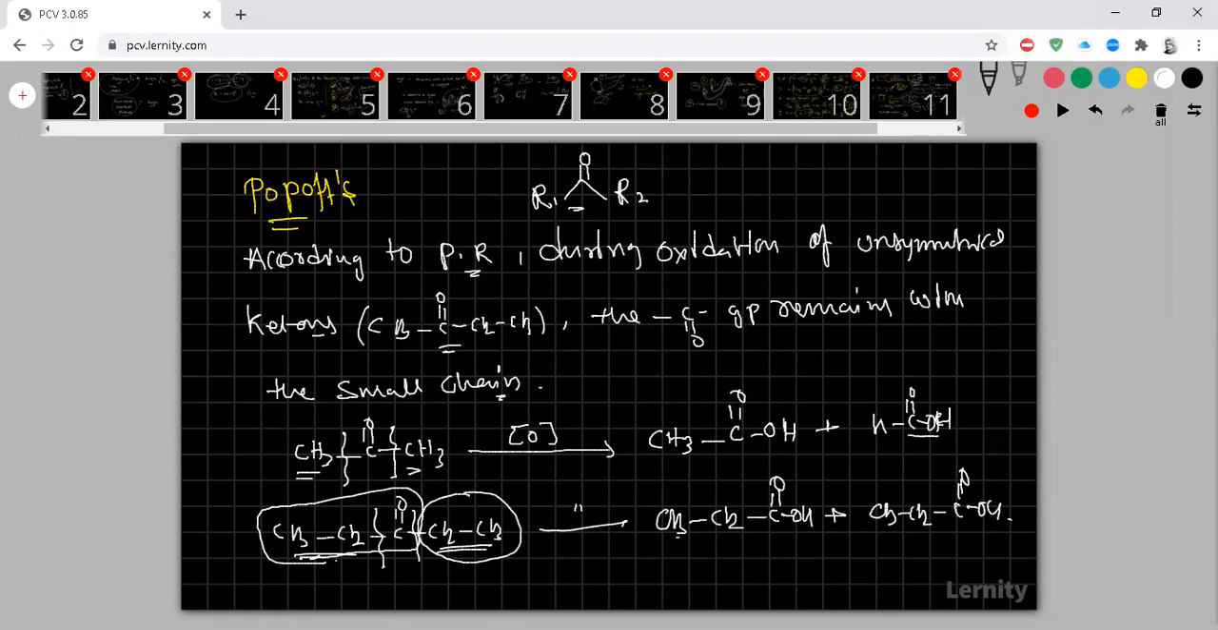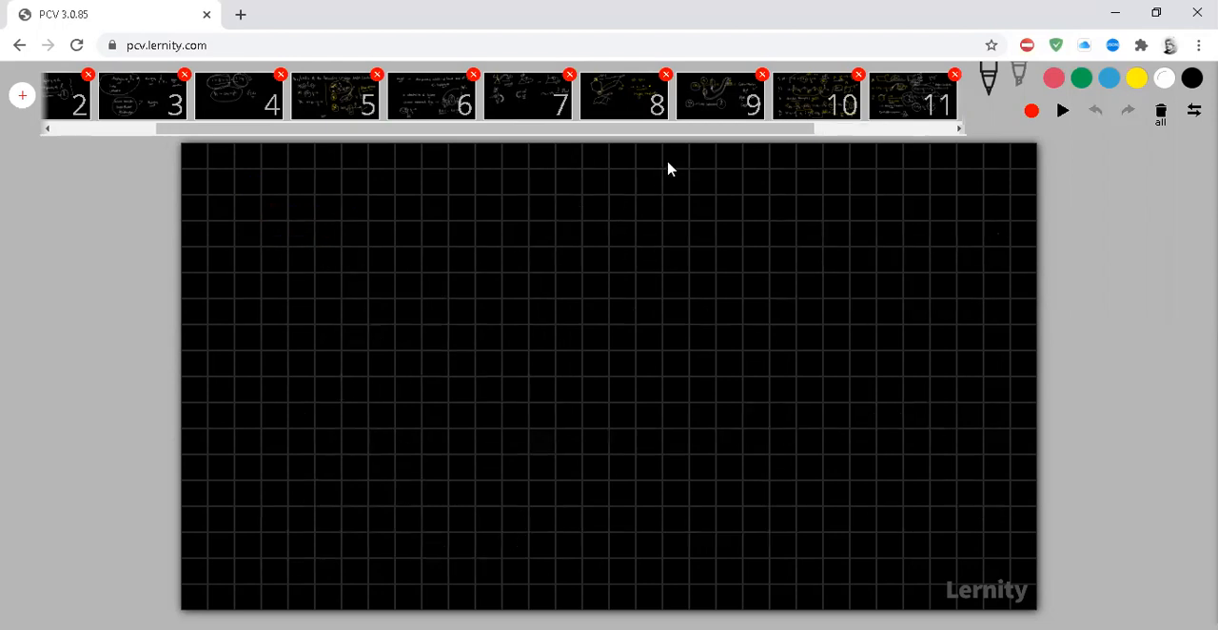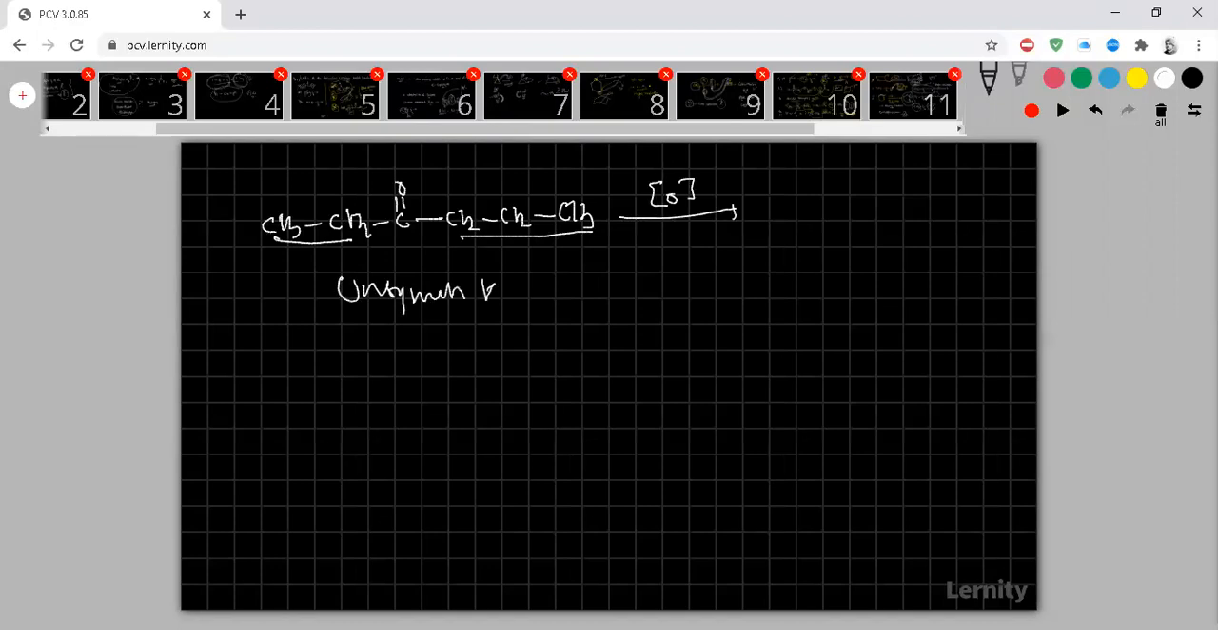So this is having 3 plus 3, 6. Sorry, here it is only 3 plus 2, 5 only. Right, now let's look at unsymmetrical ketones. CH3, CH2, C=O, CH2, CH2, CH3. This is having the 3 carbon chain, this is having the 2 carbon chain. So that means the carbon chain is different, so this is called as unsymmetrical ketones.